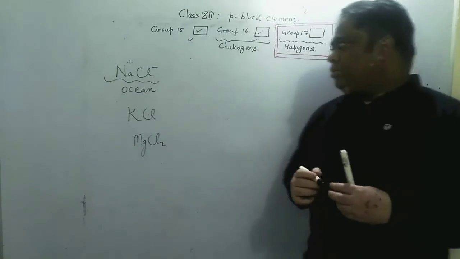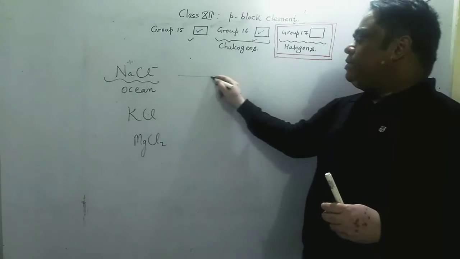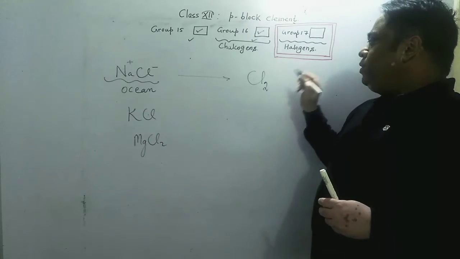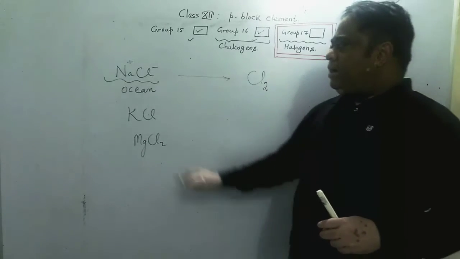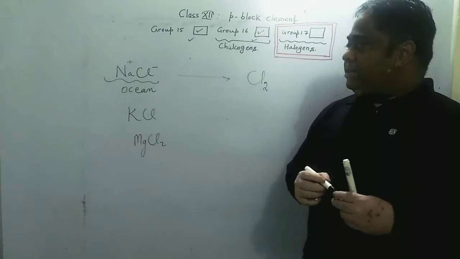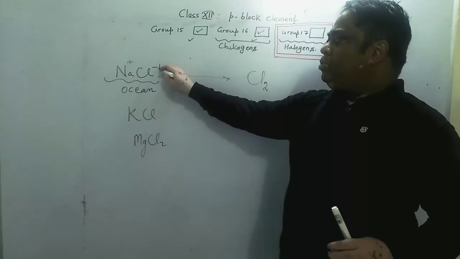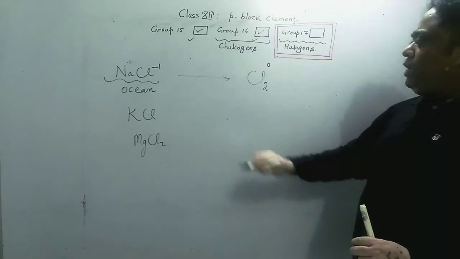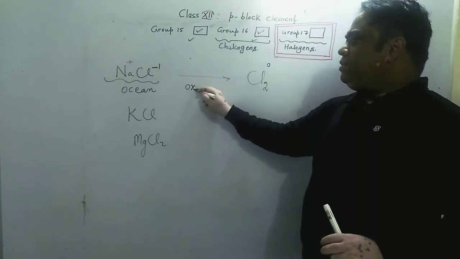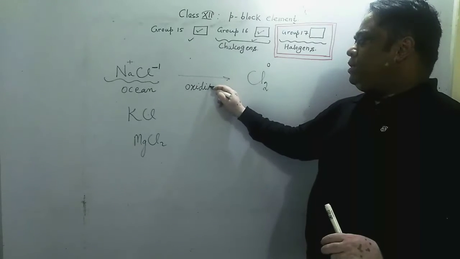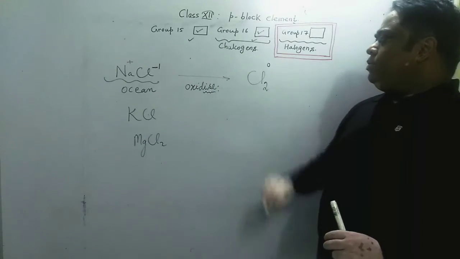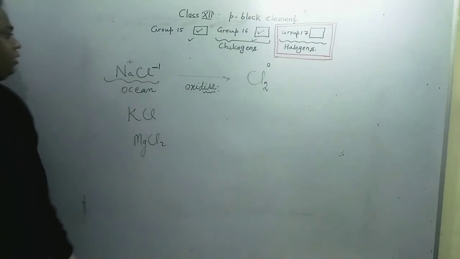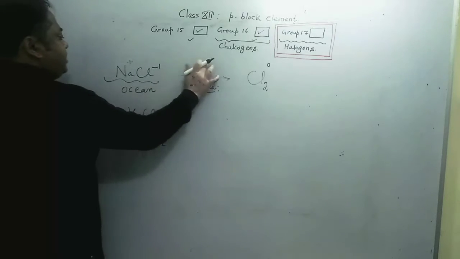Now if I want to get chlorine gas, Cl2, this is the desired product, and this is the raw material which is available in nature. So what we can do, that minus 1 will become 0. How? We can oxidize it. Isn't it? So very clearly we can convert NaCl to Cl2 gas by using an oxidizing agent.